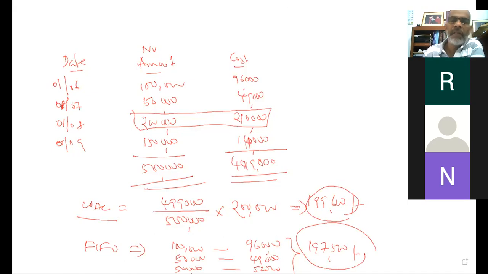Okay, sir, can you explain the FIFO method again? In the FIFO method, we want to take the 200,000. The first 100,000 we purchased at 96, no doubt, FIFO. The second item, 50,000, that also I can take at 49. We have taken 150,000, which we can easily do under FIFO.